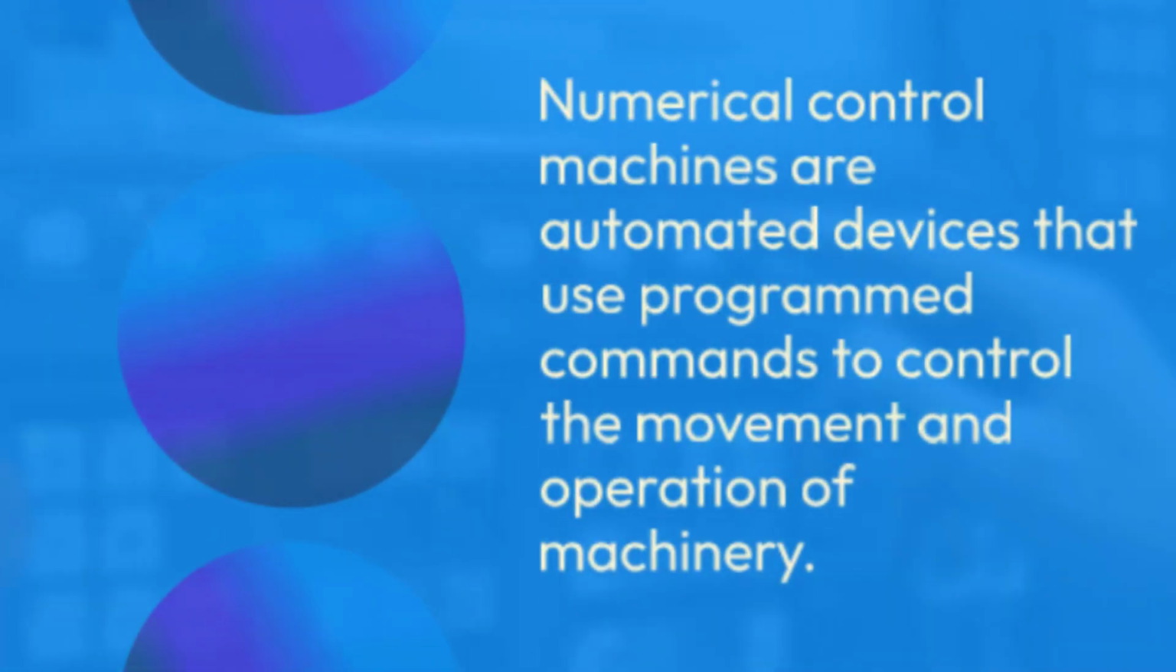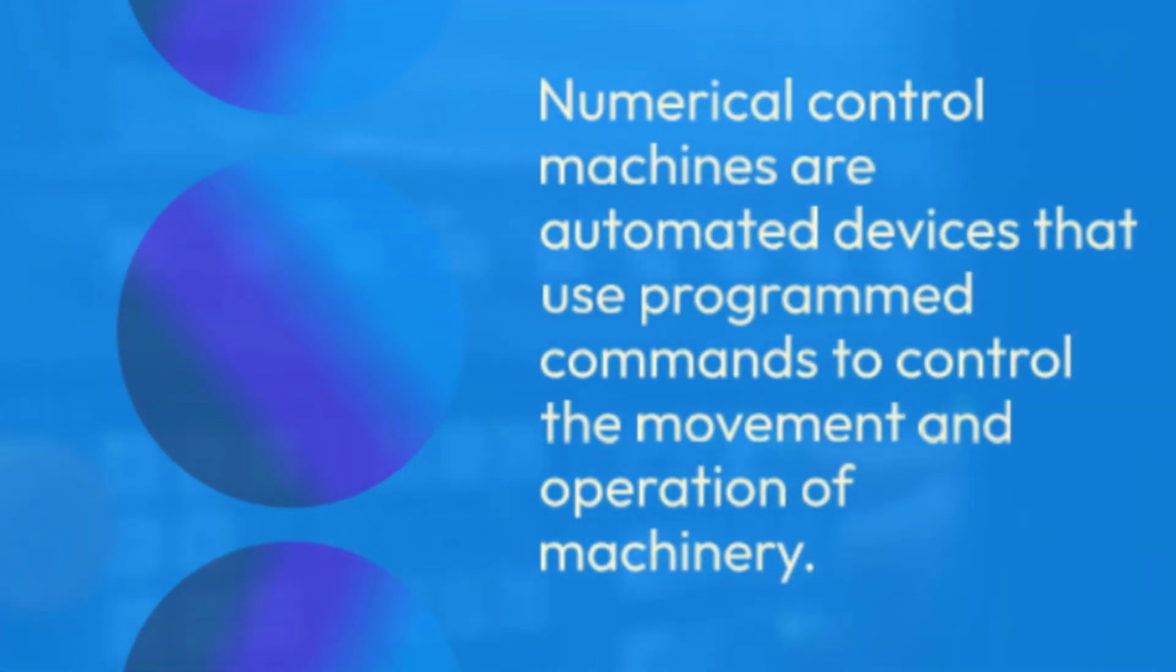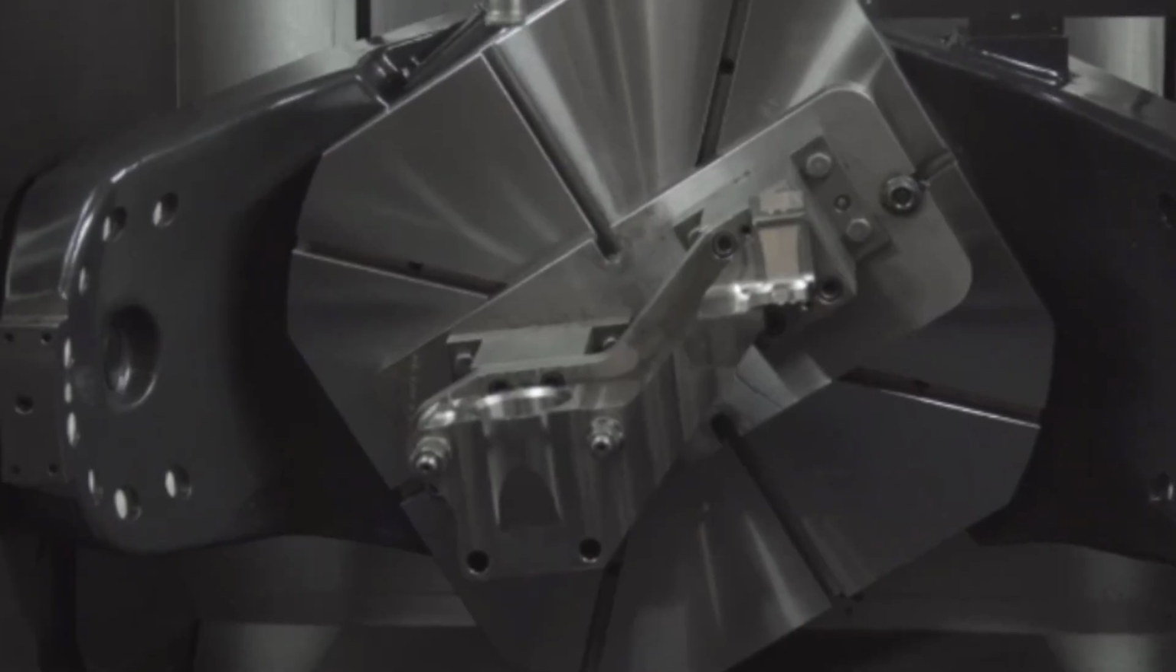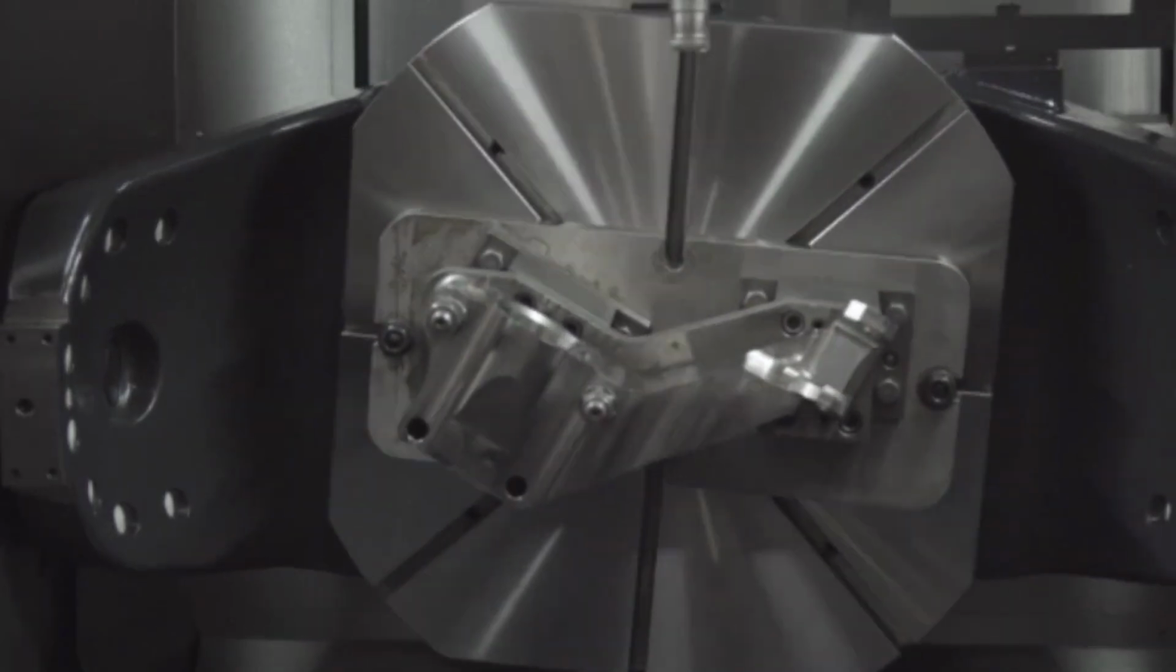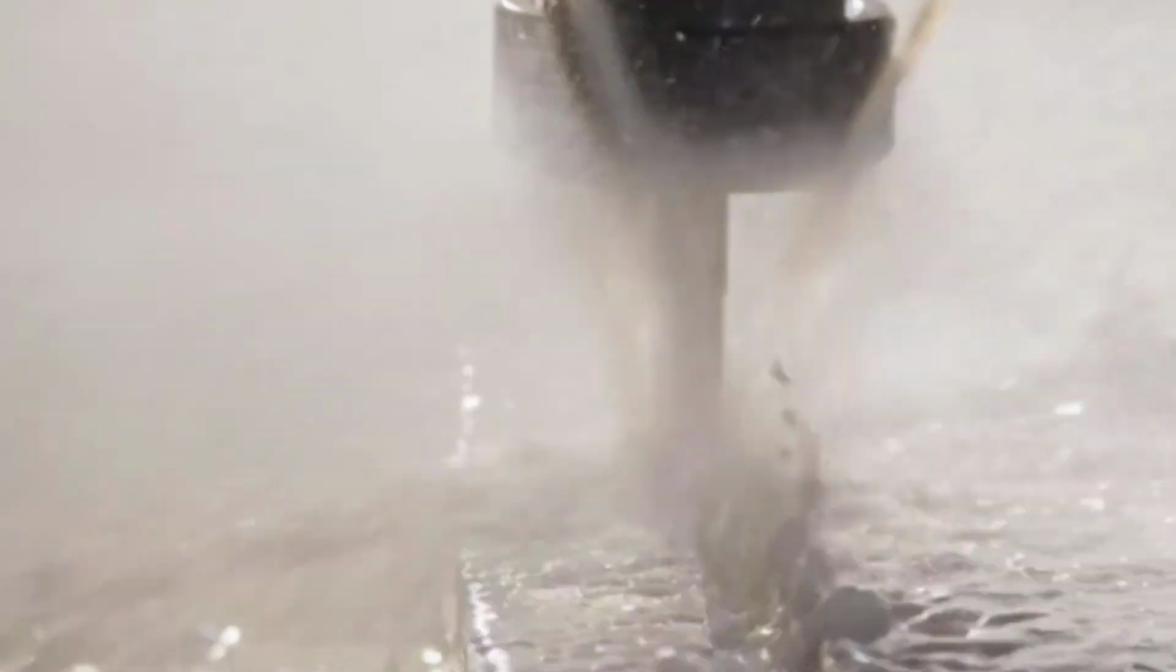Numerical control machines are automated devices that use programmed commands to control the movement and operation of machinery. Unlike manual machines, NC machines can perform complex tasks with high precision and repeatability. They are the backbone of modern manufacturing, used in industries ranging from automotive to aerospace.